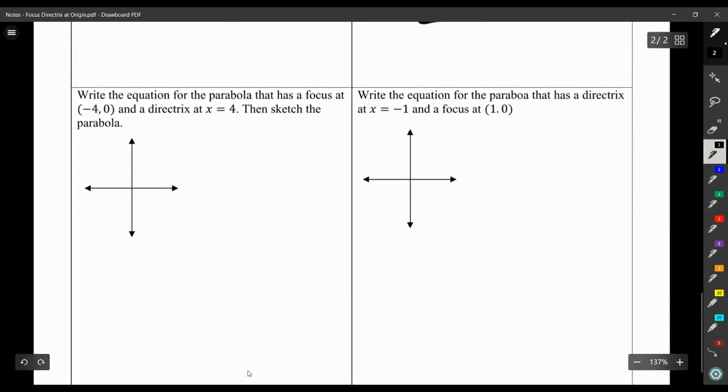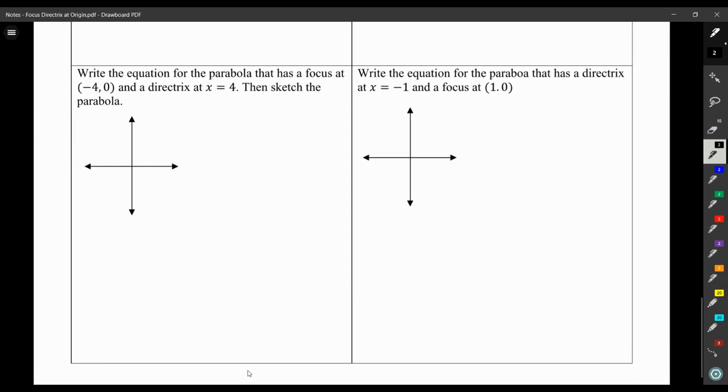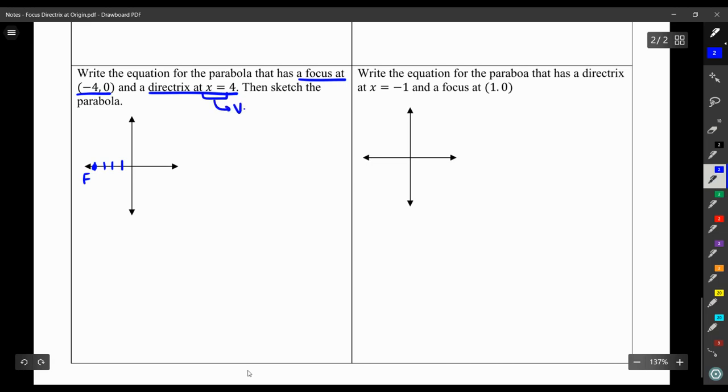Now again, what happens if all you have is a description and not a picture? Well, create a picture yourself. So write the equation for the parabola that has a focus at -4, 0 and a directrix at x equals 4. So the focus is easy because it's a coordinate. All I got to do is plot the coordinate. The directrix is a line, and x equals are always vertical lines. So I'm going to find the x value of +4 and do a vertical line through that x value.